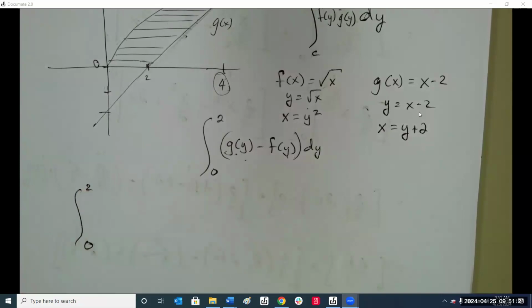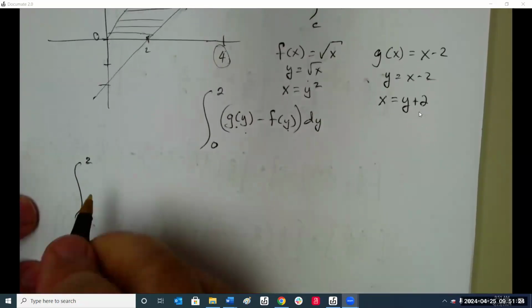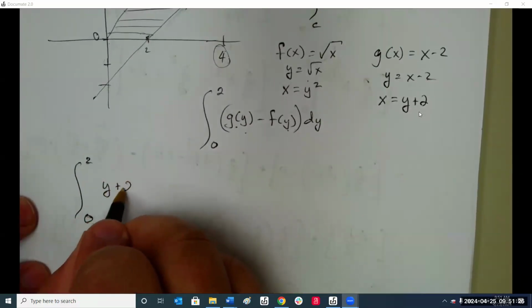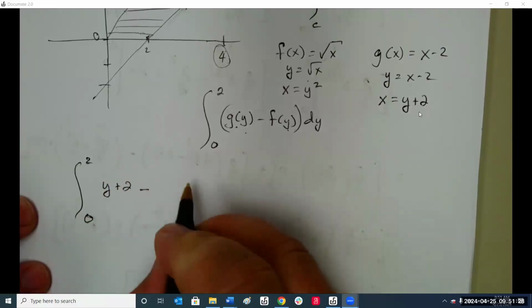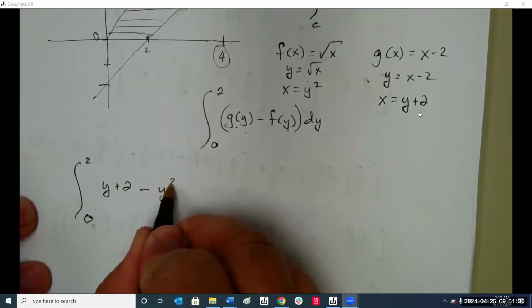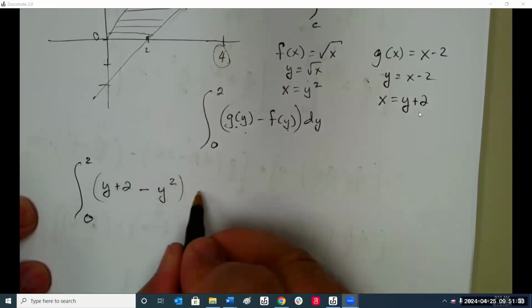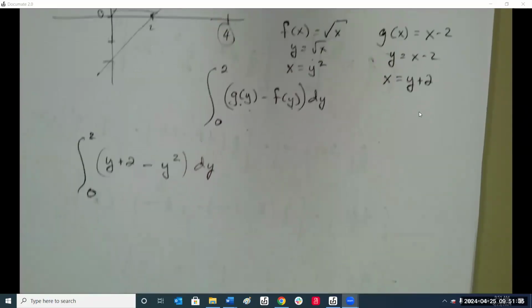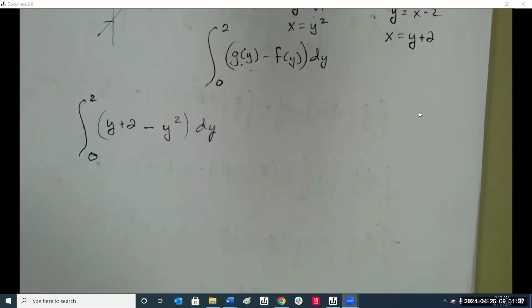We're going from 0 to 2, of y plus 2 minus y squared dy. So go ahead and integrate that by pieces. You see, it's a lot easier if we do it this way.